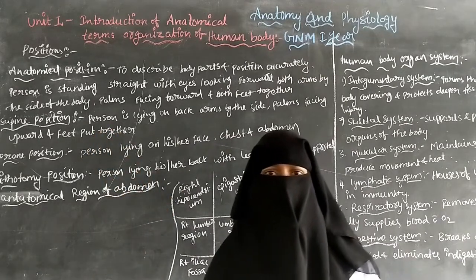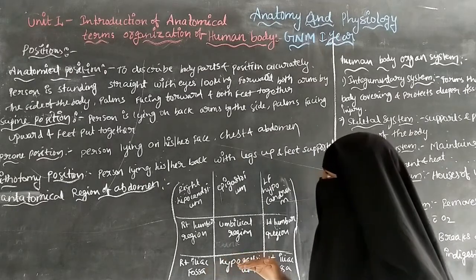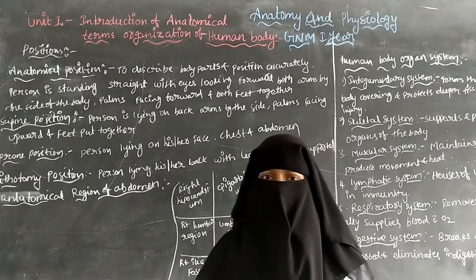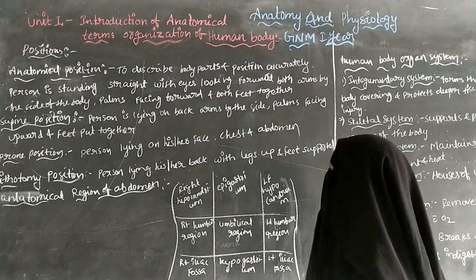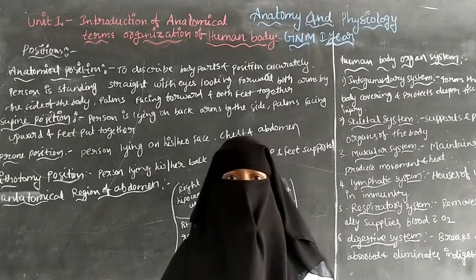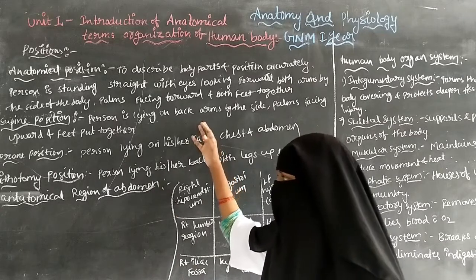Supine position means the person is lying with the back on the bed, the arms at the side of the body, the palms facing upward and the feet together. So it is a supine position.